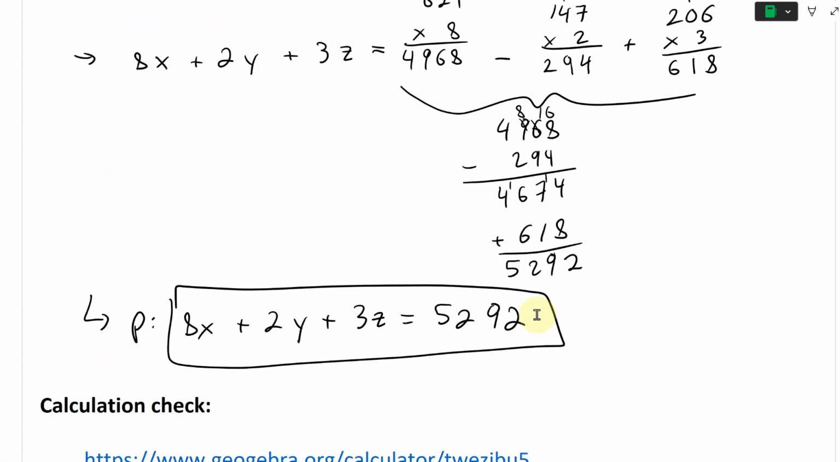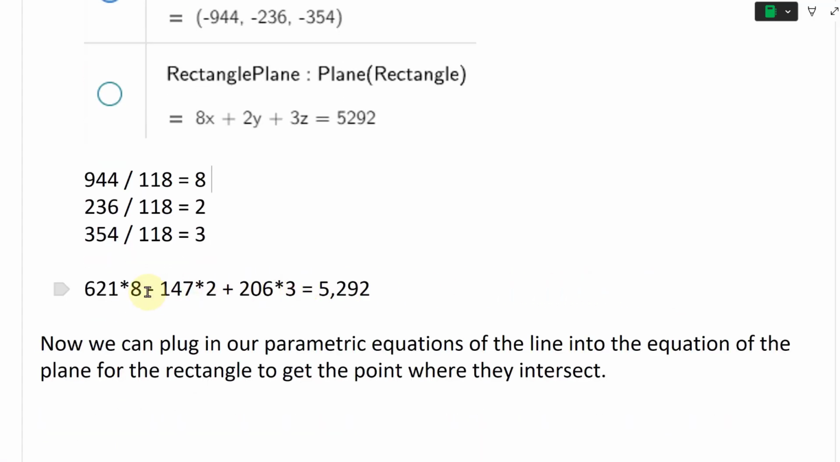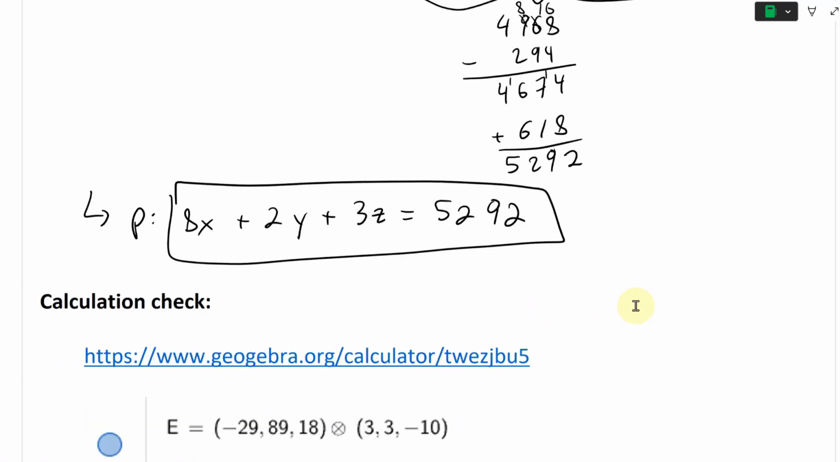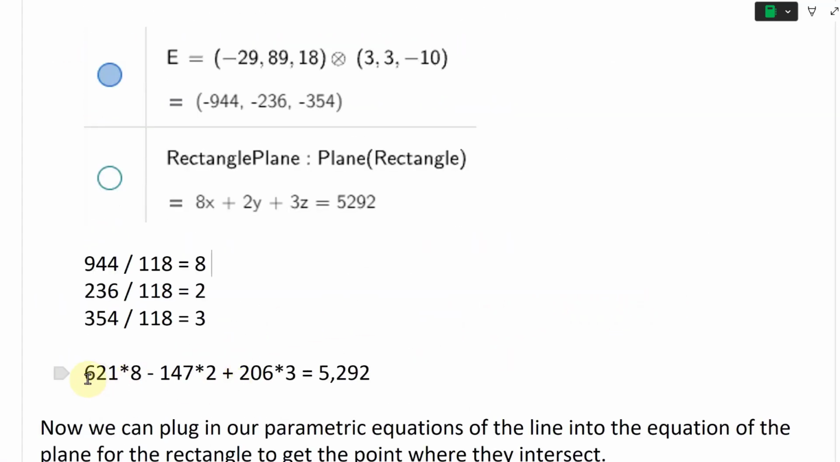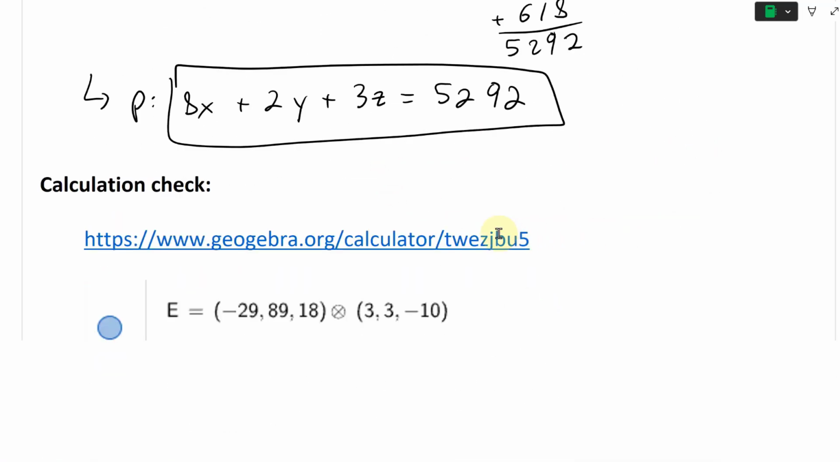And lastly, this big giant calculation here: 4968 minus 294 plus 618, and we'll also do the multiplication. So 621 times 8 minus 147 times 2, and 206 times 3. We have that all in here, 621 times 8, and space, 5292. So yeah, we can just put that whole thing in and solve it.